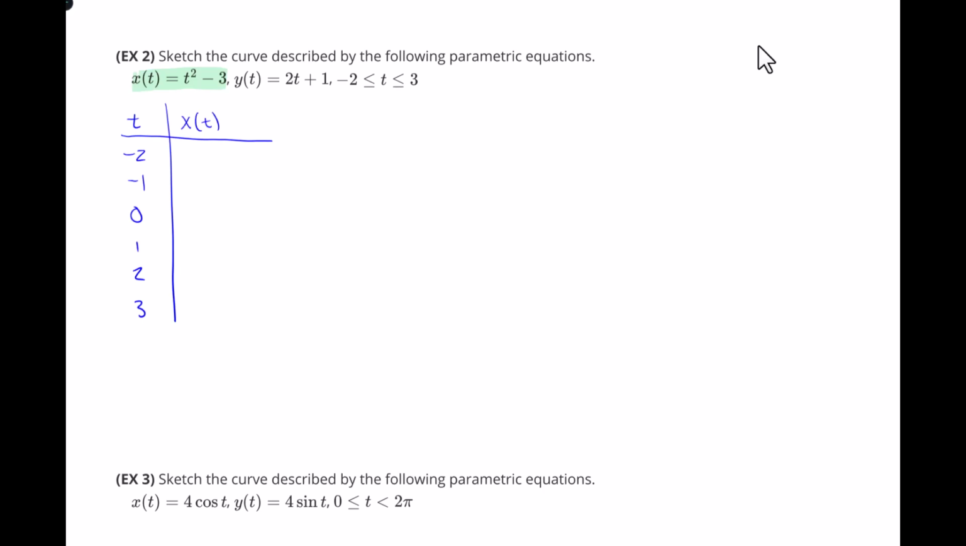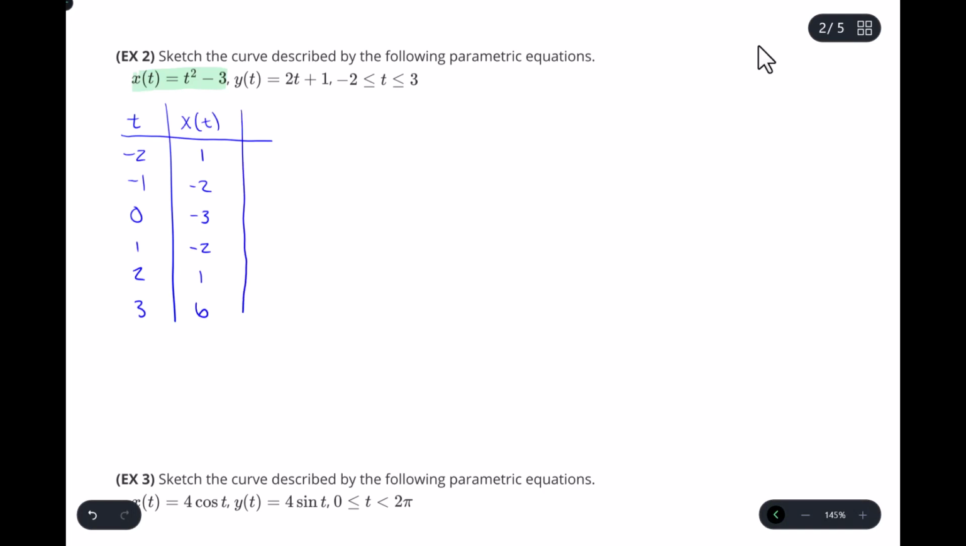So (-2) squared minus 3 would be 4 minus 3, which is 1. (-1) squared minus 3, which would be 1 minus 3, is -2. 0 minus 3 is -3. 1 squared minus 3 is -2 again. 4 minus 3 is 1. And 9 minus 3 is 6. So there's all the values of x of t.